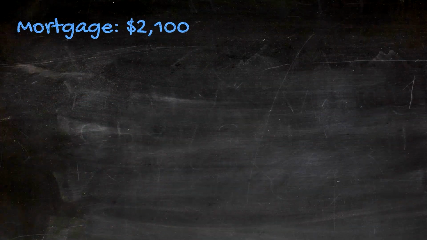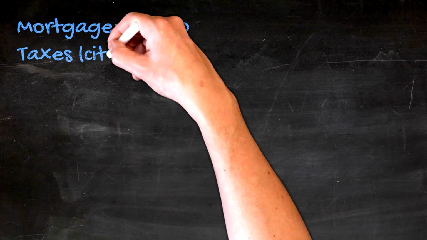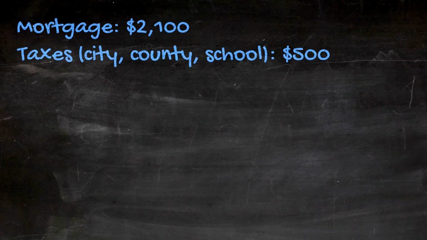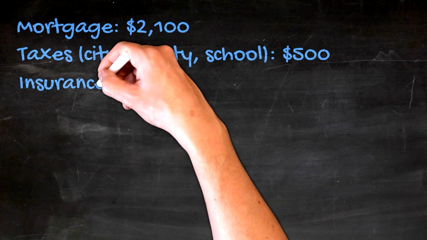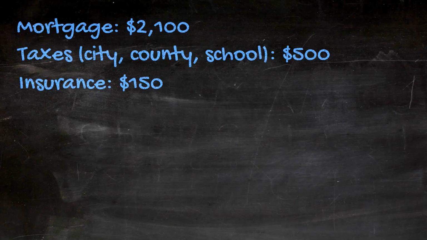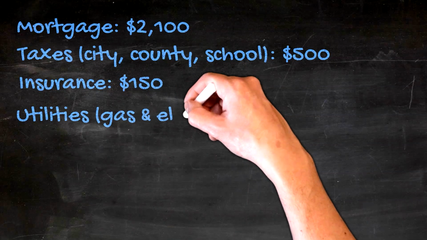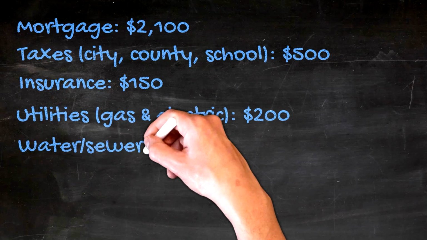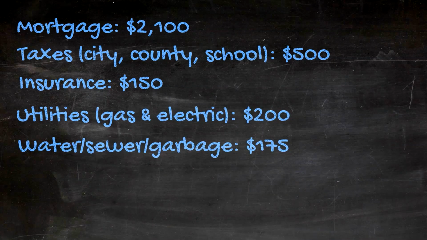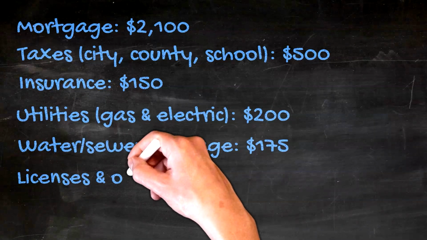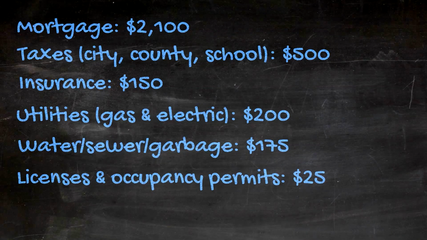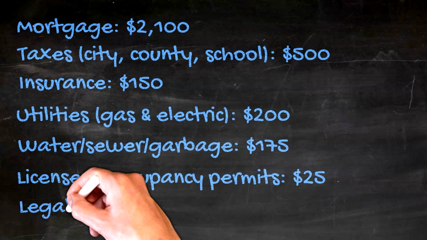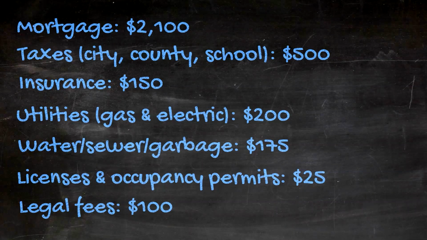Mortgage, $2,100 per month. Taxes, city, county, and school, $500 per month. Insurance, $150 per month. Utilities like gas and electric, $200 per month. Water, sewer, garbage, $175 per month. Licenses and occupancy permits, $25 per month. Legal fees, $100 per month.